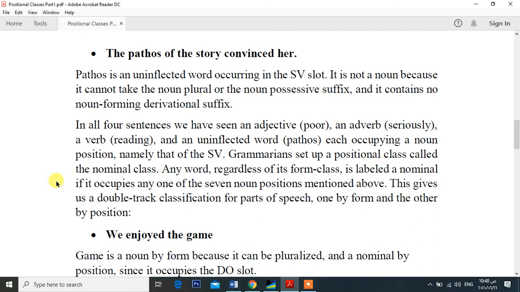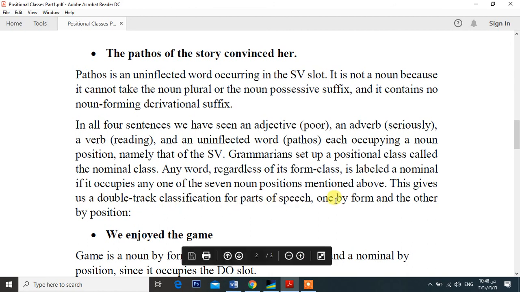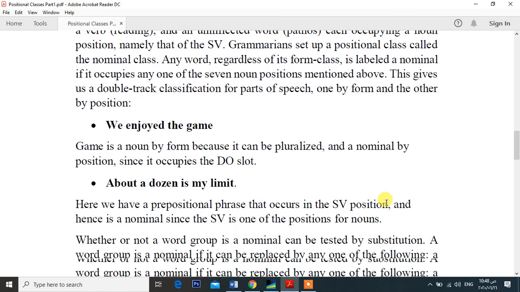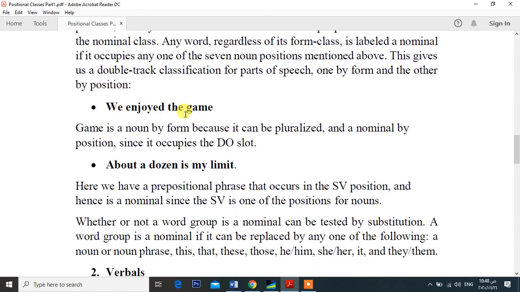It is labeled nominal if it occupies any one of the seven noun positions mentioned above. This gives us a double-track classification for parts of speech, one by form and the other by position. Let's see how. We enjoyed the game. Game is a noun by form. The form of this word is a noun because it can be pluralized, and a nominal by position since it occupies the DO slot, or direct object slot.